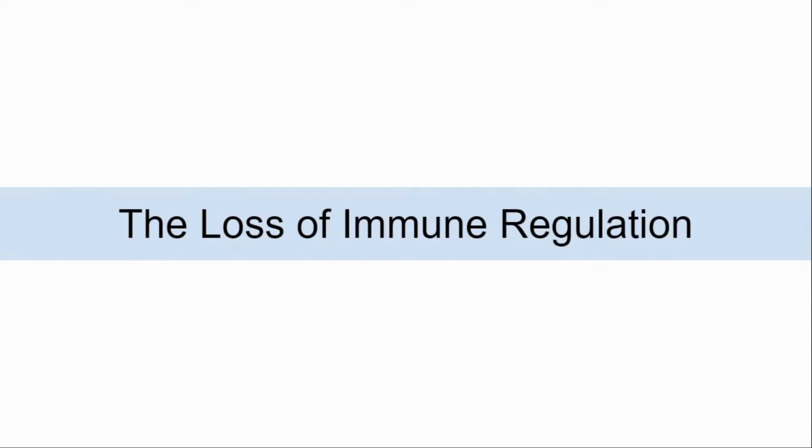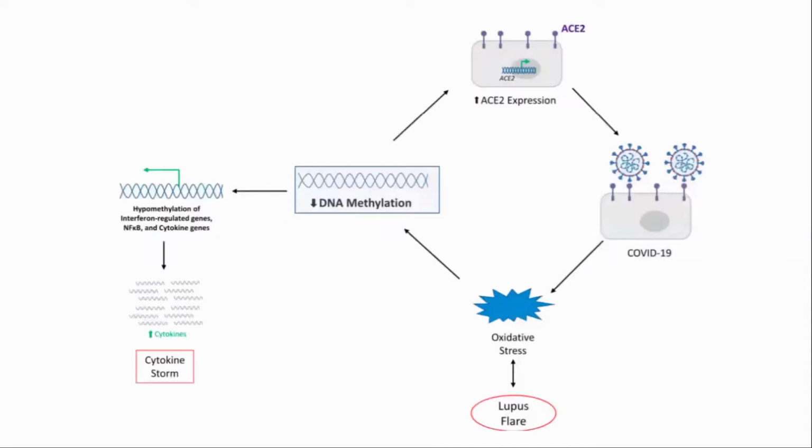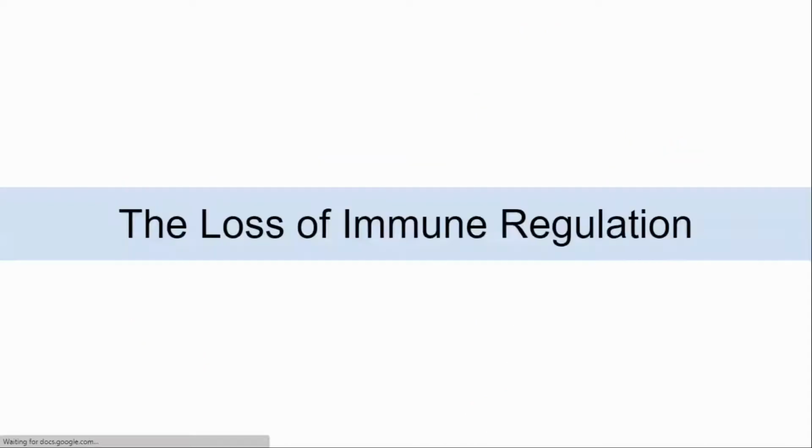So to summarize, the first one that you presented, the possible mechanism, is because of hypomaturation. So that's why lupus patients will have more severity than COVID patients, right? Yes. Yeah. Move to the second possible mechanism. Yes, the second possible mechanism is the loss of immune regulation.